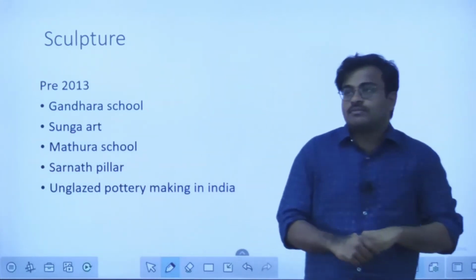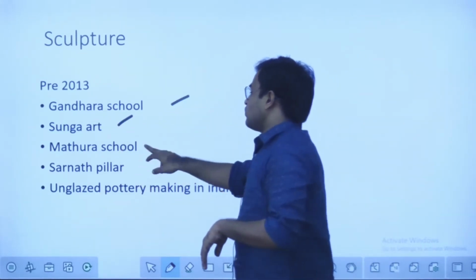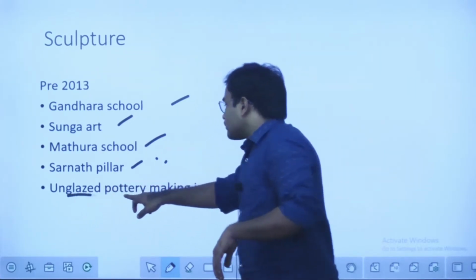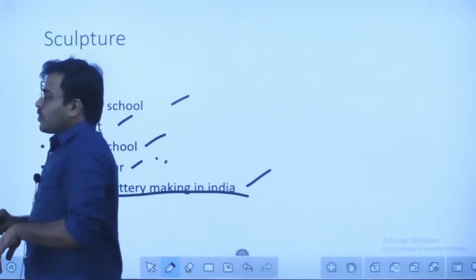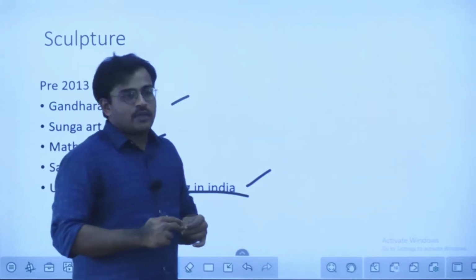Then when it comes to sculpture, in the pre-2013 period, there were questions on Gandhara school, Sunga art, Mathura school, and the Sarnath pillar, there was one question. And this question is very, very interesting. They asked a question in 2011 on unglazed pottery making in India. What are the different kinds of pottery? It was asked as a 10-marker question in 2011.